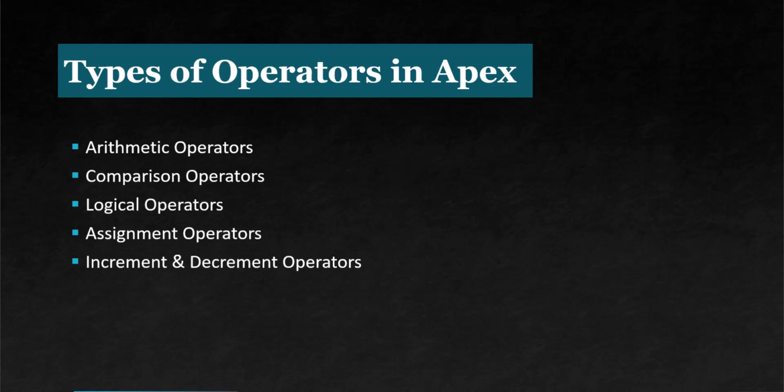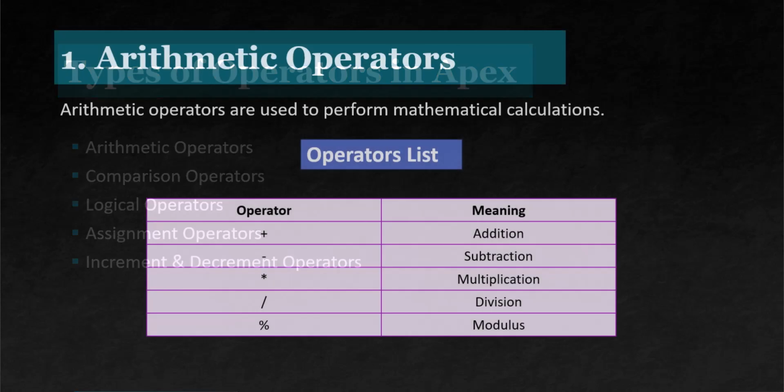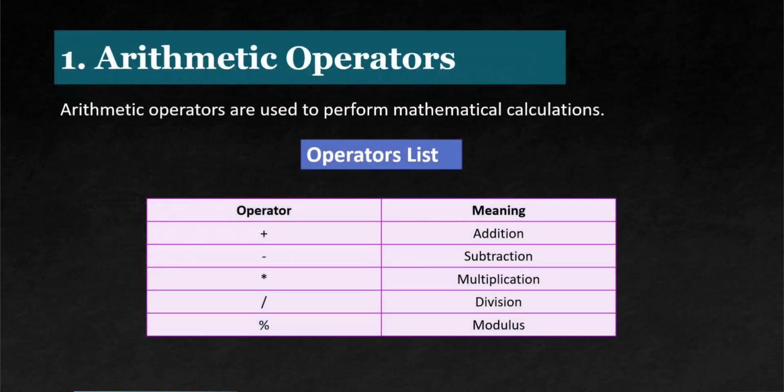So first we have arithmetic operators in Apex. Let's understand what are the arithmetic operators. The arithmetic operators are used to perform mathematical calculation. That means if we want to perform any mathematical calculation in our Salesforce, then we will use these type of operators where we have addition, subtraction, multiplication, division, and then modulus.